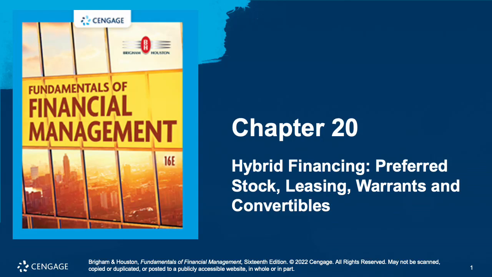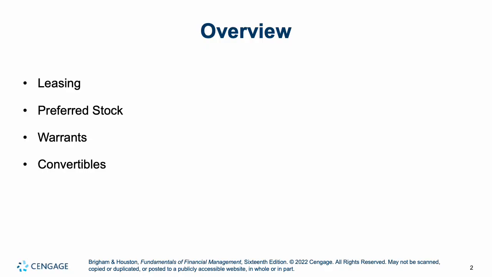Hello and welcome to Chapter 20, and we're going to talk here about some different ways companies can finance operations, known as hybrid financing, which have some qualities of equity and debt, and we're going to look at things like leasing, preferred stock, warrants, and convertibles.